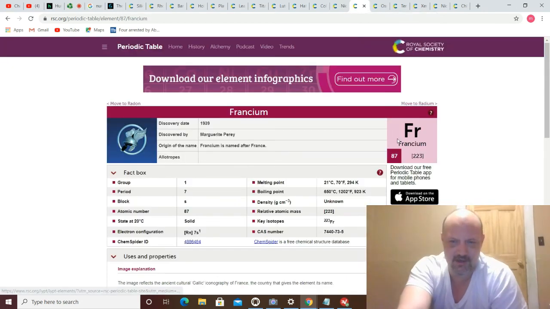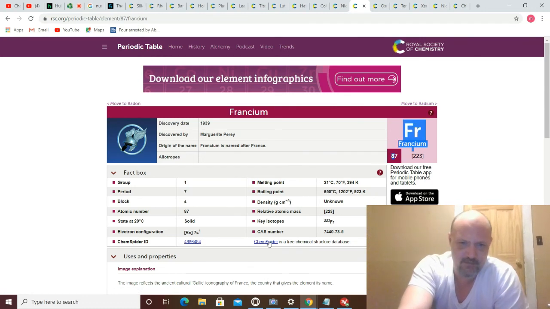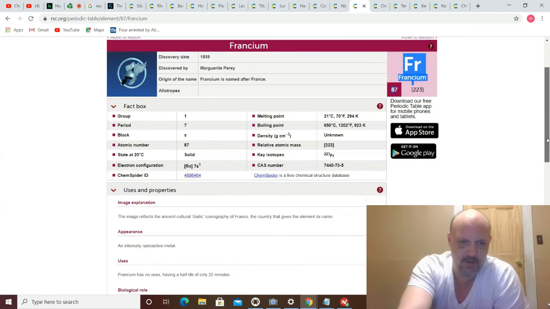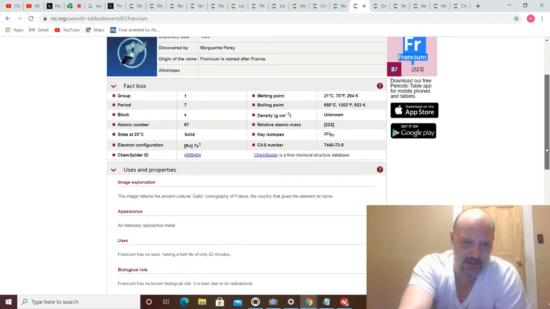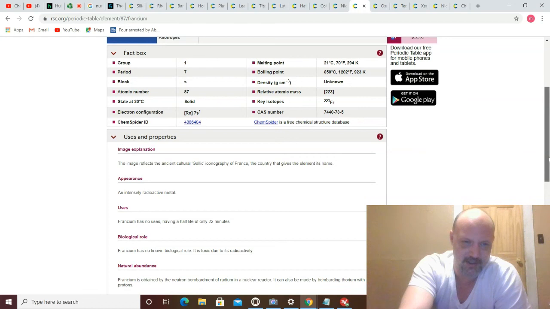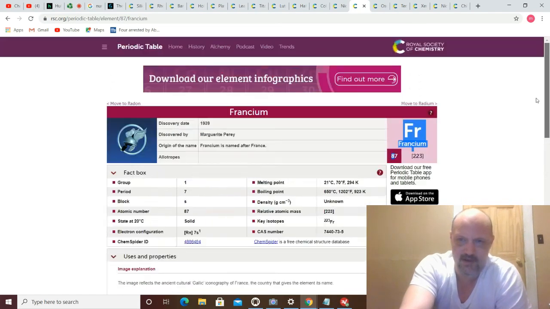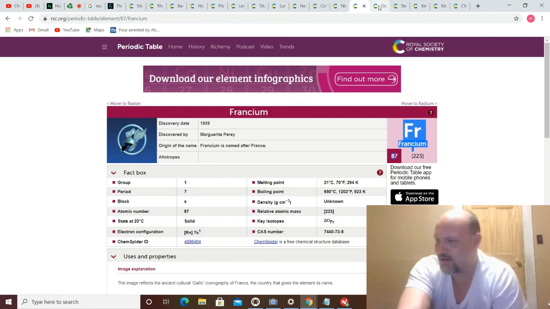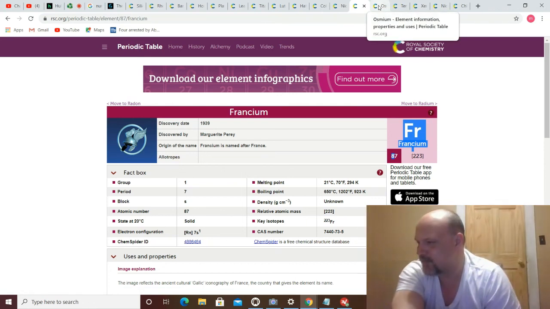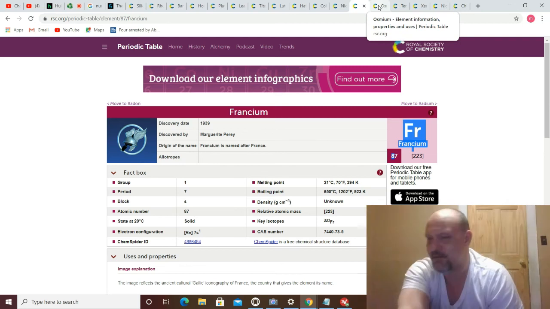Atomic number 87 is francium. It's number 87 there. It's an intensely radioactive metal, has no uses, having a half-life of only 22 minutes, and no known biological role. And it's toxic due to being radioactive. But if you move on from that, you have atomic number 76, which ends up being osmium.